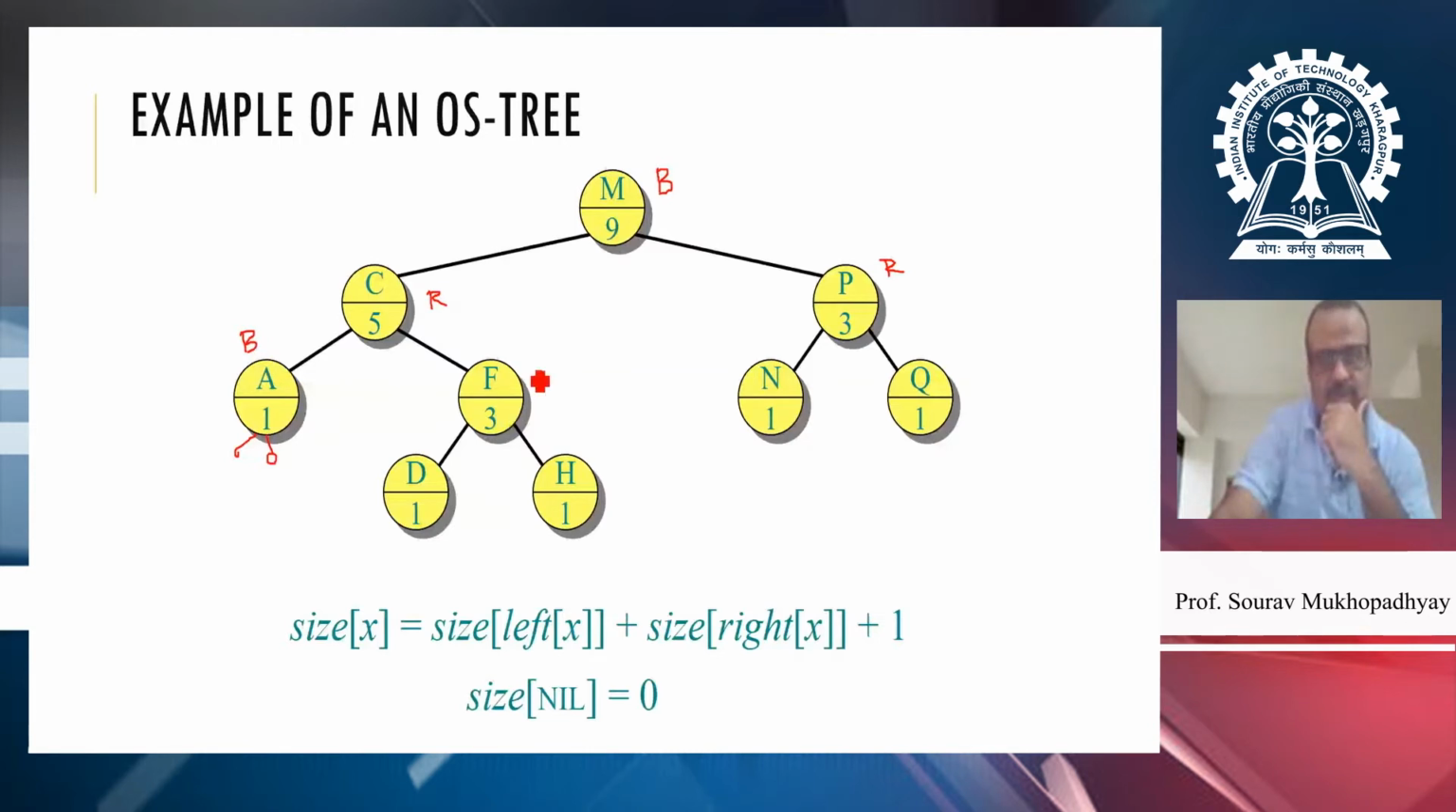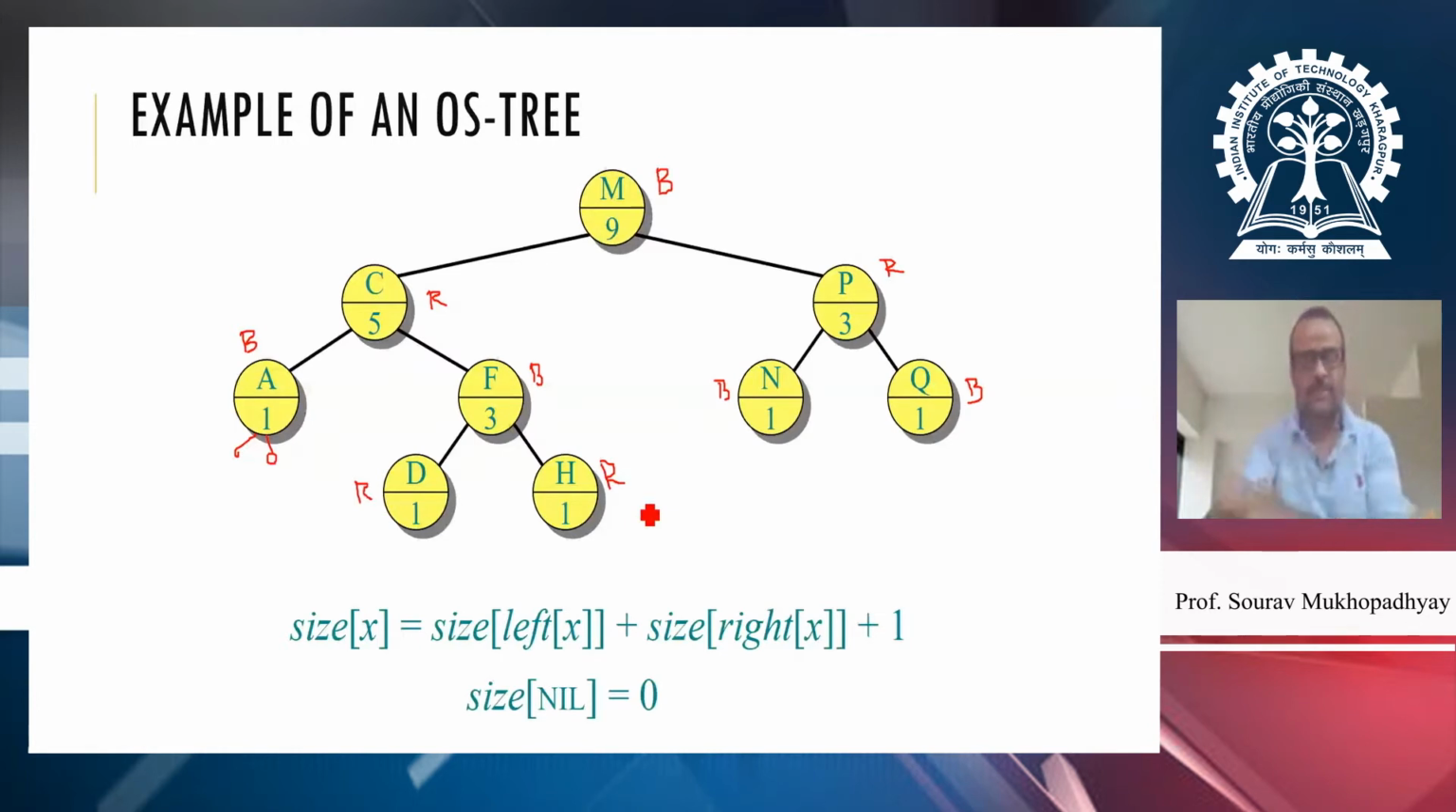And what about this? This cannot be red. This has to be black, sir. Black. Yeah. And then what about these two, N and Q? Black. This is black. This is also black. And what about D and H? DH will be red. Red. Yeah.